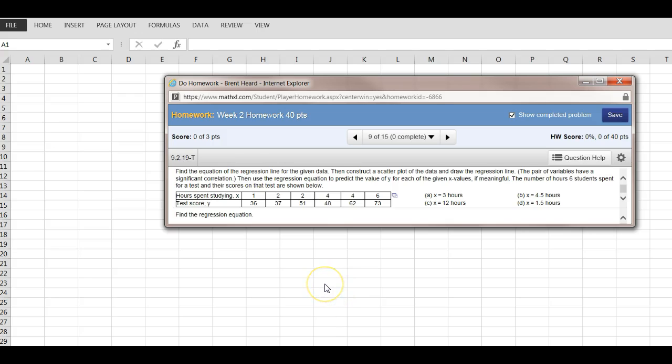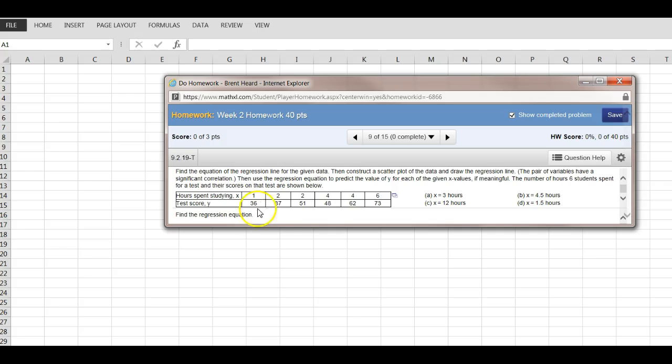This is number 9. They give us some data. Looks like hours spent studying versus test score. They want us to find first the regression equation. Then they will want us to pick out which graph it is. And then I think they want us to do some plug and chug type problems.